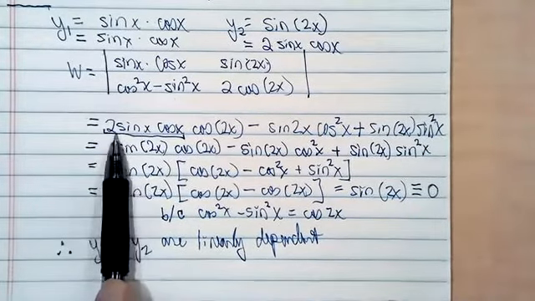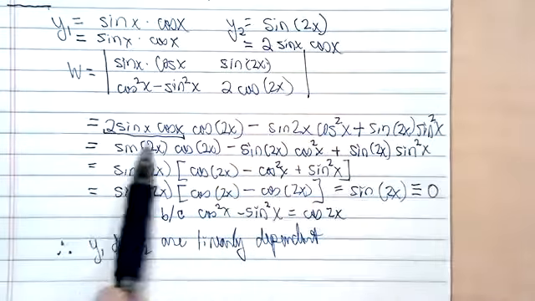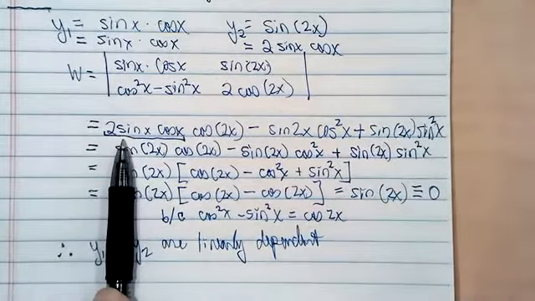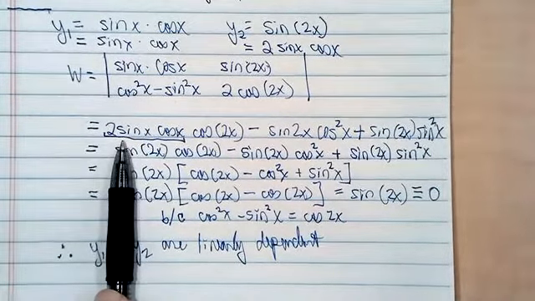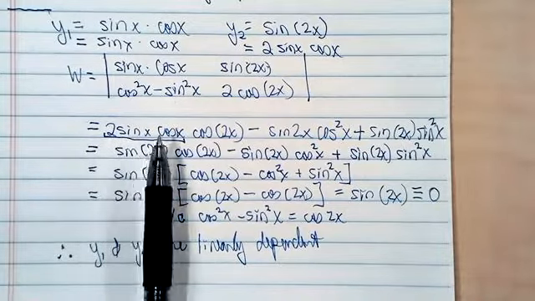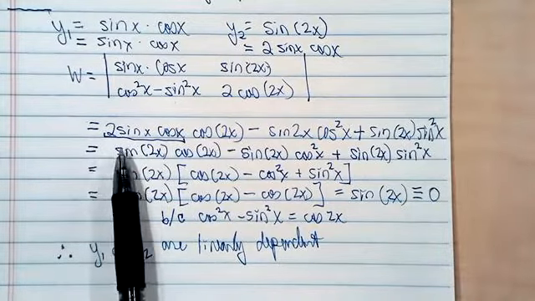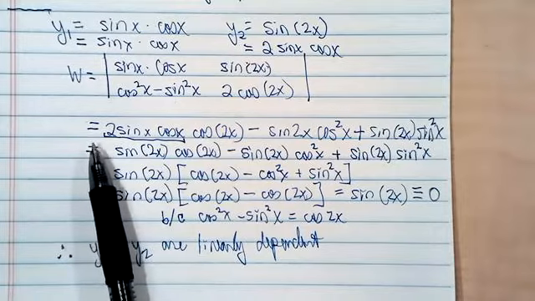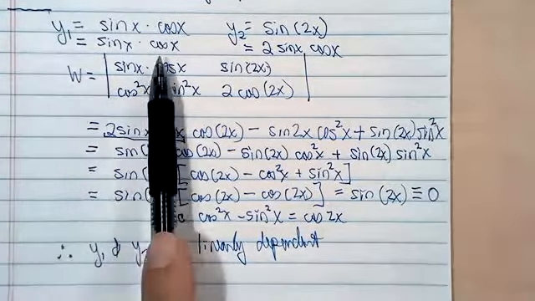Now, you could stop right here. You could just pick a value for x, say 0, plug it in and see if you get 0 or not. Because the claim is that the Wronskian is either 0 for all x's in the interval, or it's 0 for no x's in the interval. And the interval in this case is the whole real line.